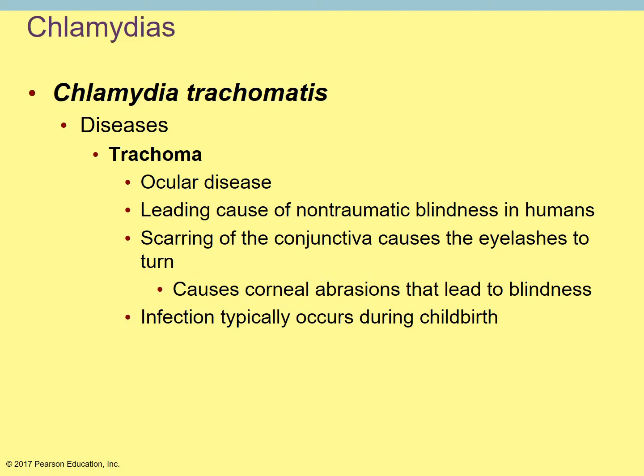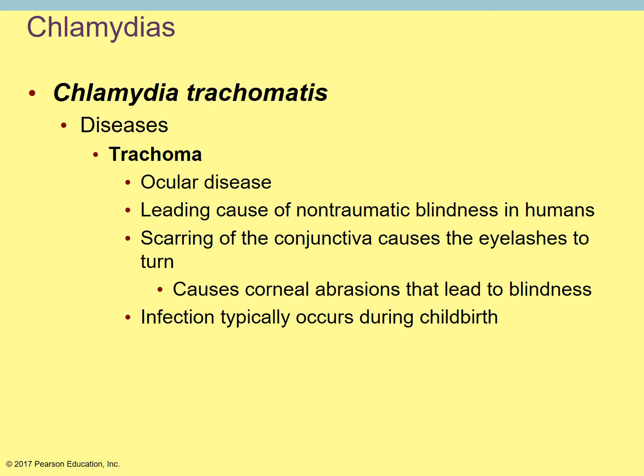Another disease is trachoma, which is an eye infection. It is the leading cause of non-traumatic blindness in humans. You can end up with scarring on the conjunctiva, and this causes the eyelashes to turn inward towards the eye instead of away. Because the eyelashes are turning in towards the eye, it can then scratch the cornea, and over time, this continued scratching eventually can lead to blindness. It can also, by scratching, lead to abrasions that can lead to infection in the eye.